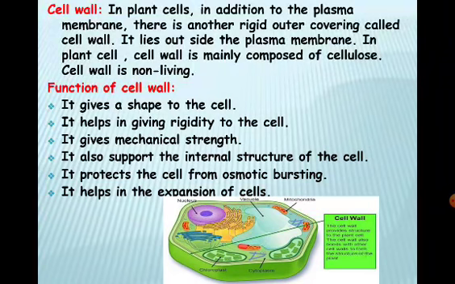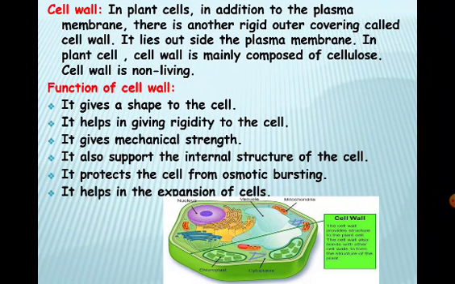So in a plant cell, in addition to the plasma membrane, there is another rigid outer covering called the cell wall. It lies outside the plasma membrane. In plants the cell wall is mainly composed of cellulose. Okay, cellulose is a polymer of glucose, so it is made up of cellulose only. Okay, the cell wall is non-living matter. Okay, other parts are living matter, but the cell wall in particular is non-living matter.